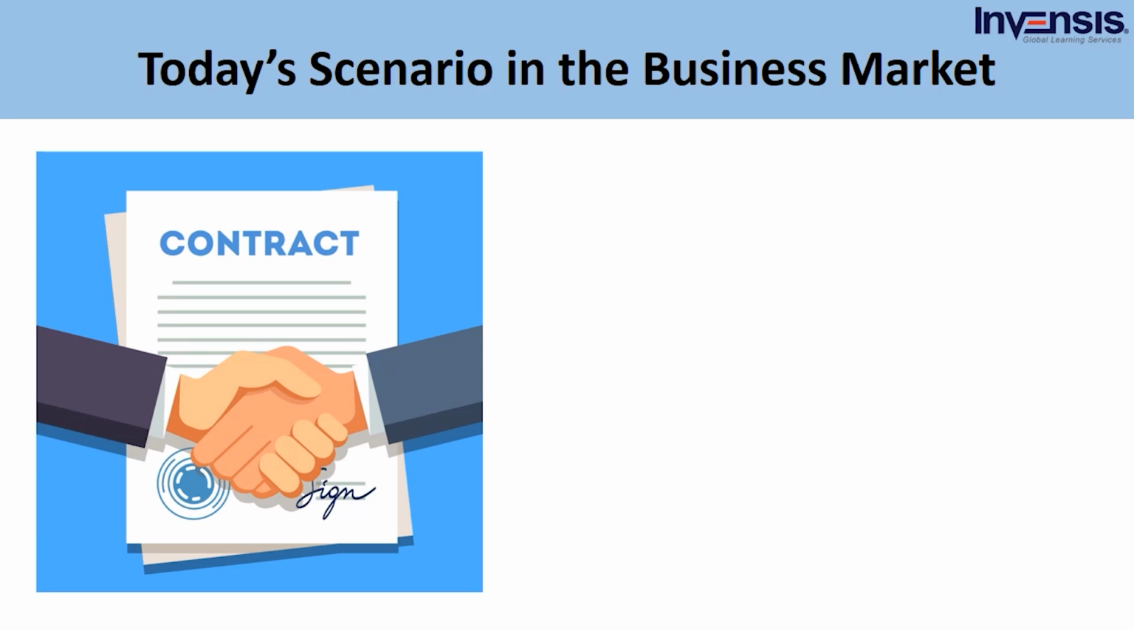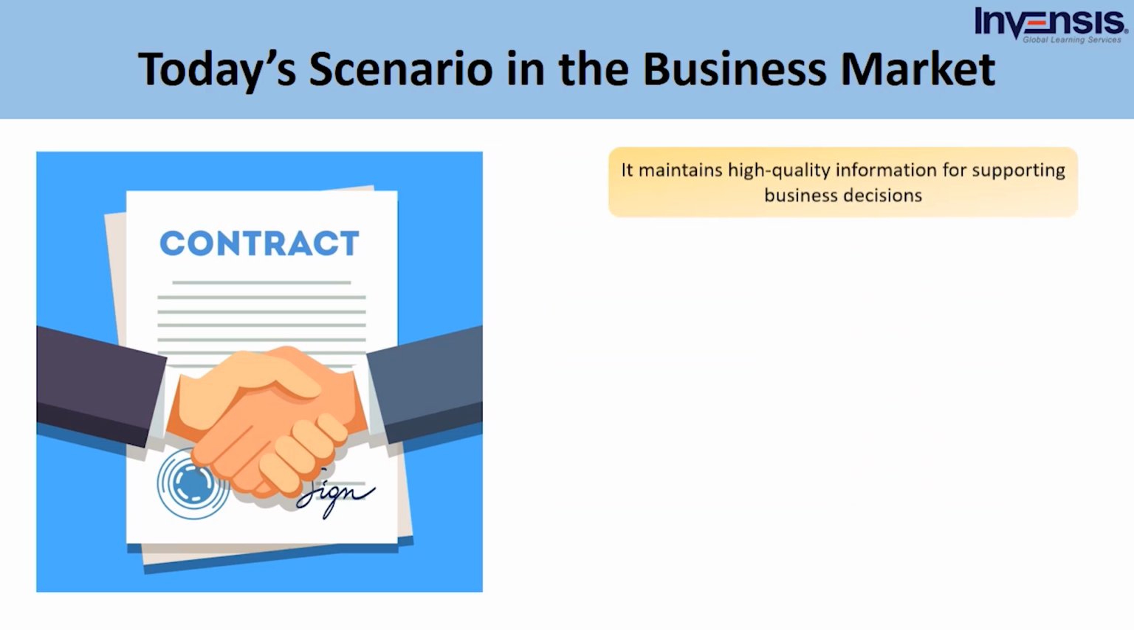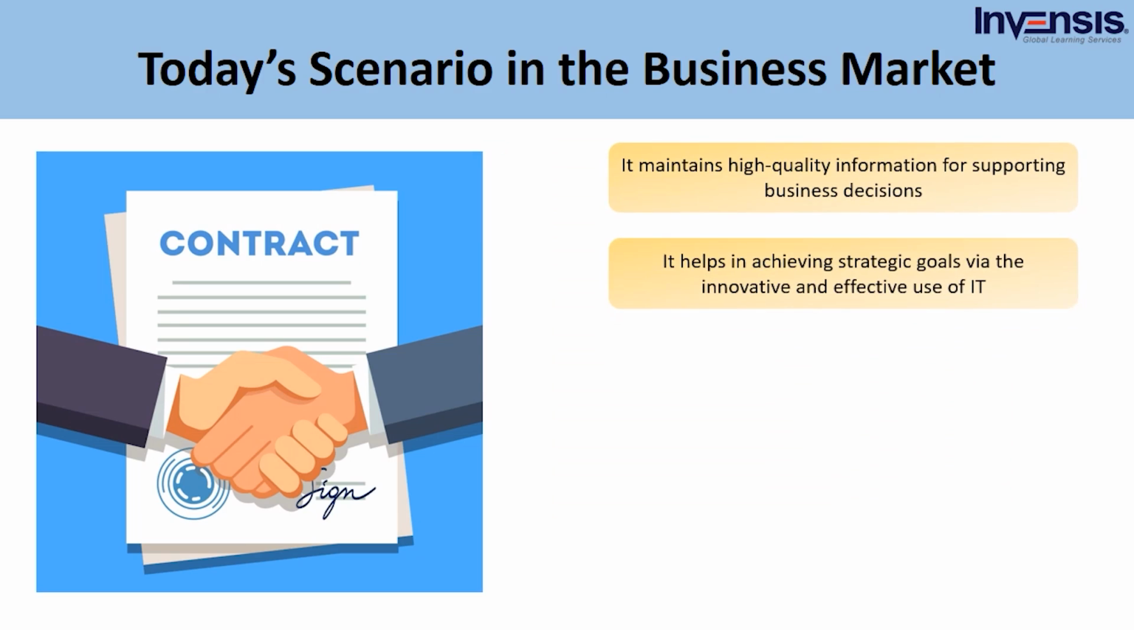COBIT is the only framework based on enterprise IT available in the market that offers such huge advantages. It helps all sizes of organizations to maintain their performance and focus on their growth. The reasons why you must use COBIT for your organizations is that it maintains high-quality information for supporting governance and business decisions. It helps in achieving strategic goals through innovative and effective use of IT methodology.